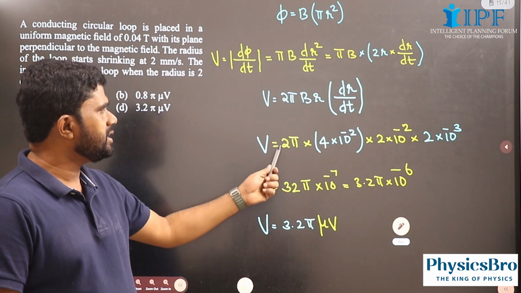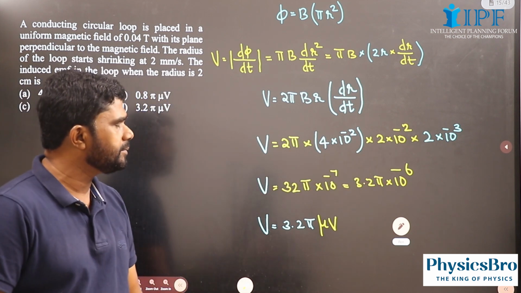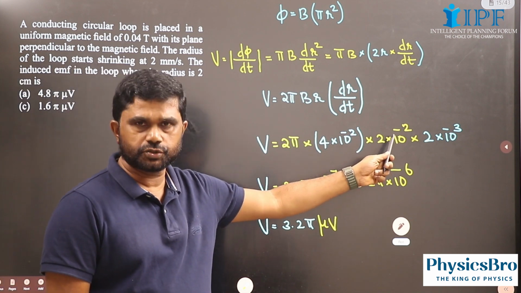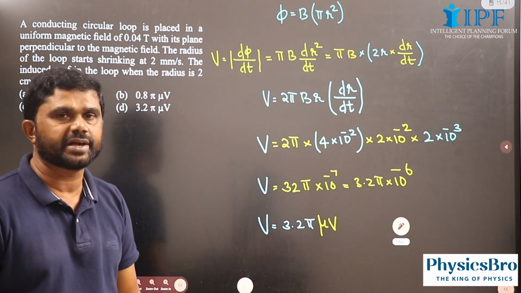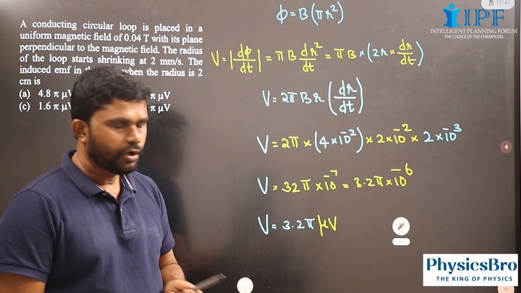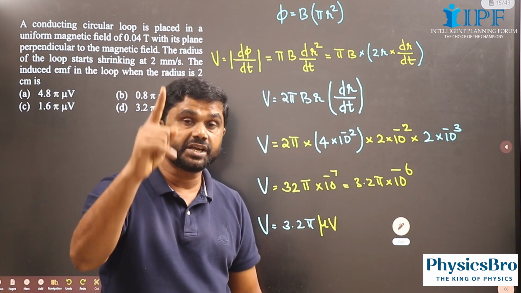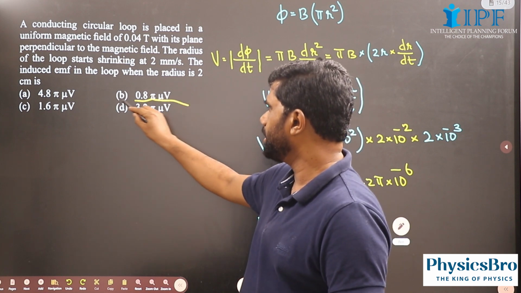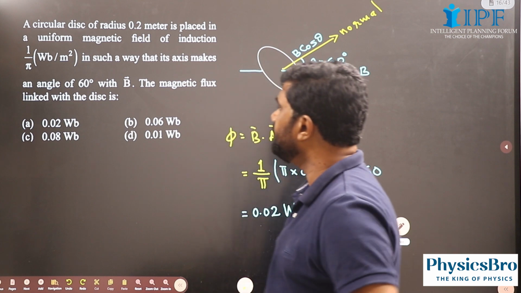Here we have 2 into 4, 8 into 2, 16 into 2, that is 32 pi. Then we have 10 raised to minus 2 into 10 raised to minus 2, 10 raised to minus 4, into 10 raised to minus 3, that is 10 raised to minus 7. So 32 pi into 10 raised to minus 7, or 3.2 pi into 10 raised to minus 6, or 3.2 pi microvolt. Now let's see what we have next.